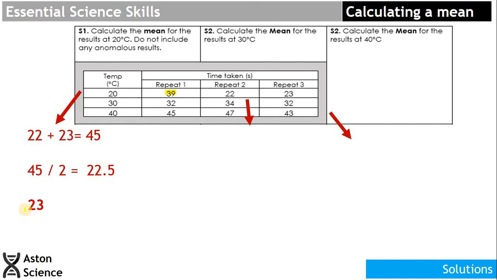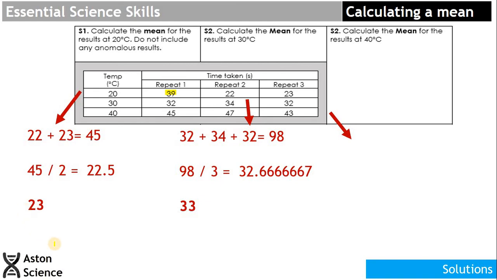The second question, we're looking at calculating the mean at 30 degrees. So we're adding all 3 numbers because there are no anomalous results there. It didn't ask us to not include any. We're dividing by 3, and again we're putting it to 2 significant figures. This gives an answer of 33 because that's the first significant figure, the second, and we look to the right of it, and because that's 5 or above, because it's actually 6, we're going to round that up to 3. That's why we get an answer of 33.